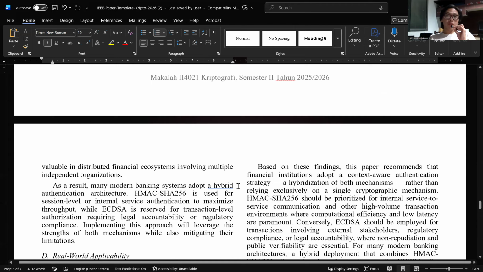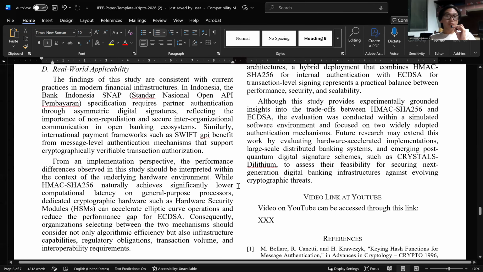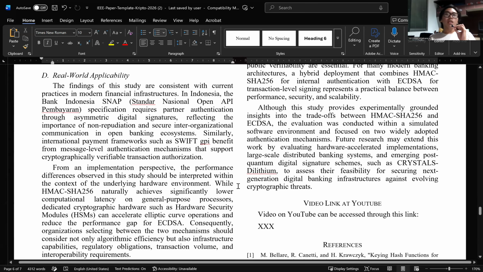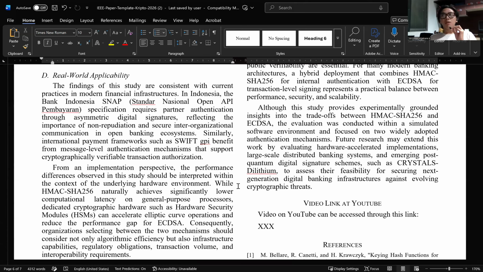So, this paper also proposed that for real-world applicability, it is better not to pick only one over the other. It is better to do a hybrid approach to combine these two algorithms. In this case, HMAC is used in the internal layer where speed matters and non-repudiation is not critical. Meanwhile, ECDSA we can use on the layer that needs legal accountability and also external interoperability.